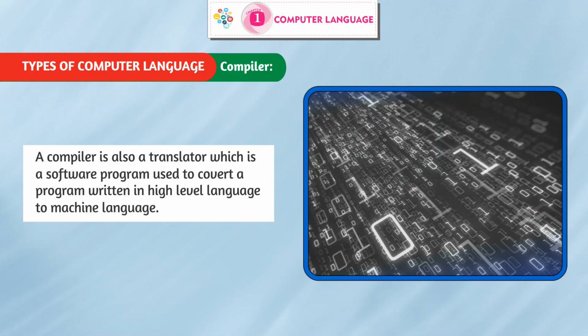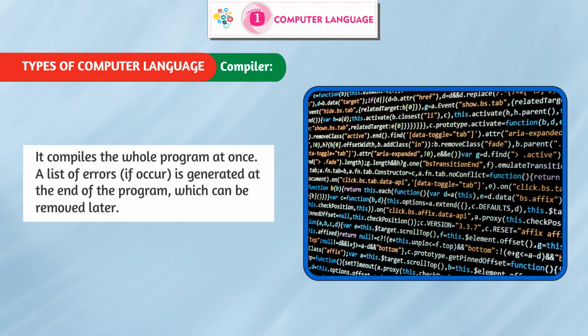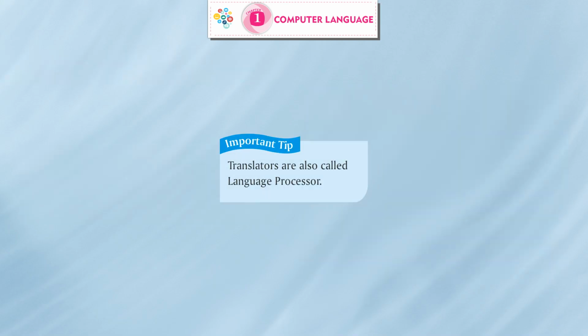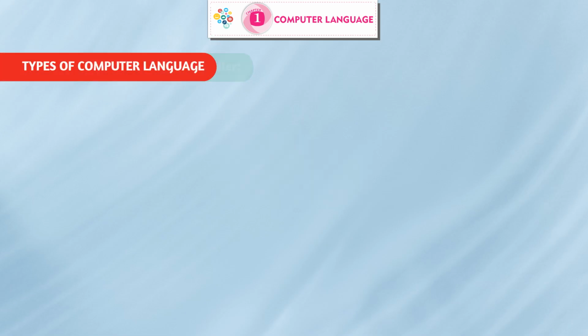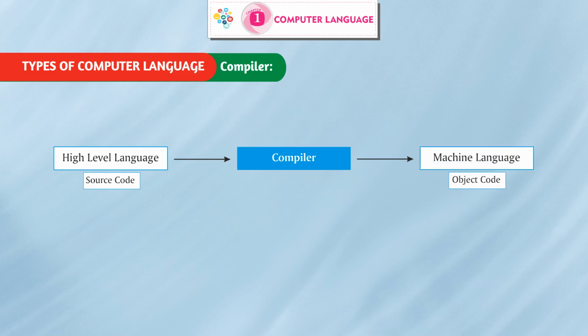Compiler. A compiler is also a translator, which is a software program used to convert a program written in high-level language to machine language. It compiles the whole program at once. A list of errors, if they occur, is generated at the end of the program, which can be removed later. Important tip: translators are also called language processors. Compiler, high-level language, source code, machine language, object code.